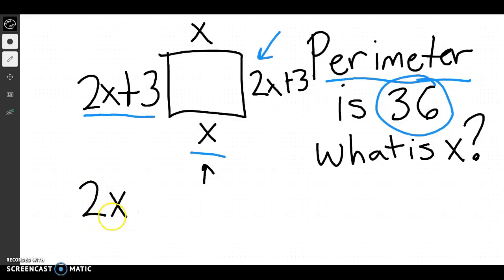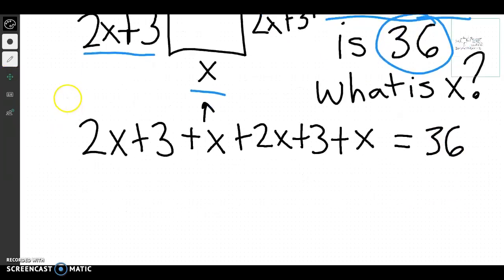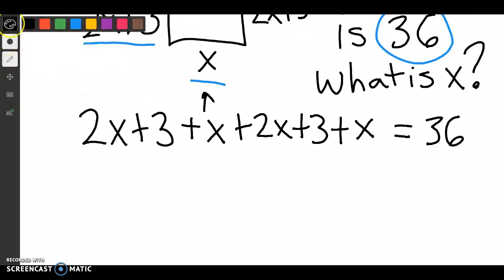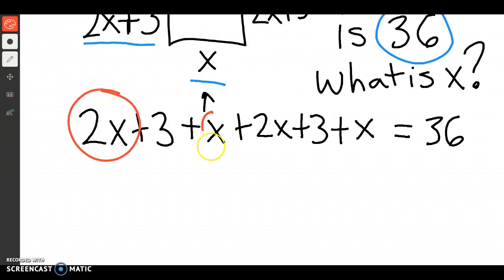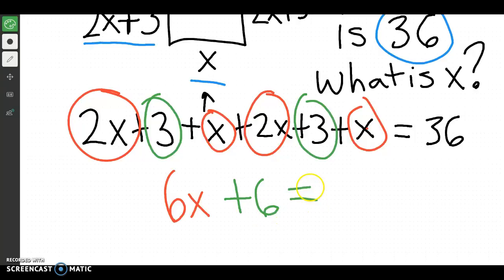So I'm going to say, well, 2x plus 3 plus x plus 2x plus 3 plus x should all equal my perimeter, which is 36. So now I'm going to start to combine like terms because I got a whole bunch of stuff over here. So I'm going to combine all the x's first. And if I look at that, I have 2, 3, 4, 5, 6. So I have 6 x's. And now I'm going to combine all the whole numbers. So I have 3 and 3, so that would be another 6. So I have 6x plus 6 equals 36.